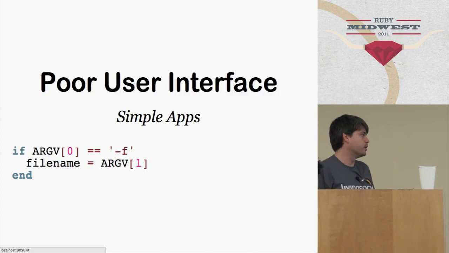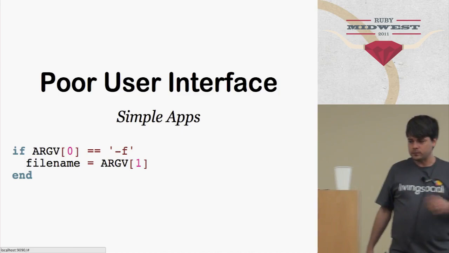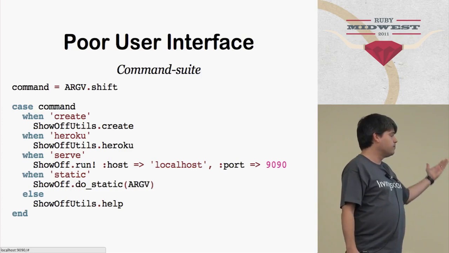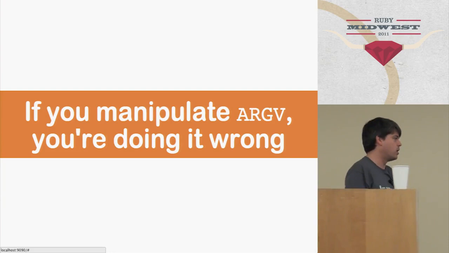So here's how to make a crappy user interface for a simple app. Just start grabbing stuff off of argv. For a command suite, here's another way. Again, grab stuff off of argv in a case statement. That's not good. Because if you're manipulating argv, you're doing it wrong, and you're actually making more work for yourself.